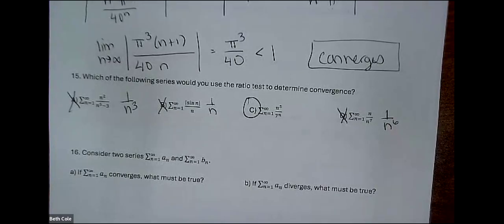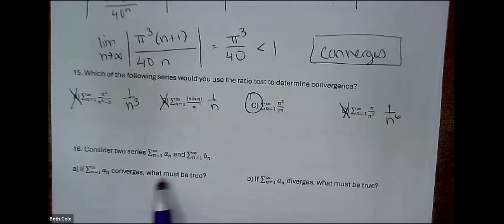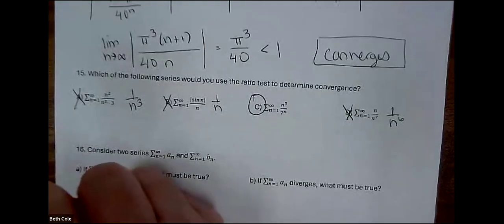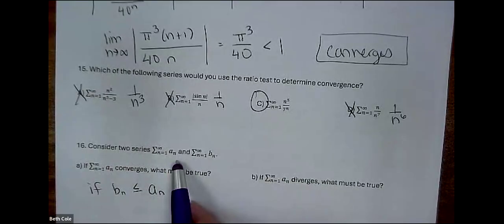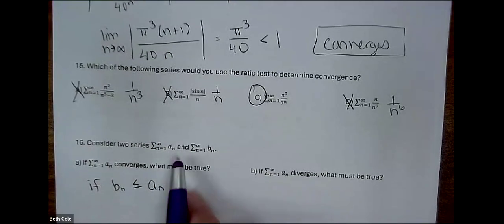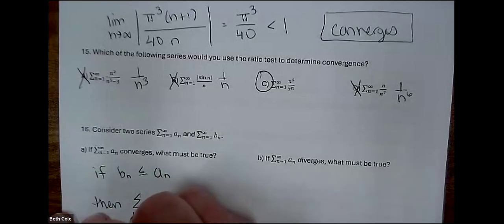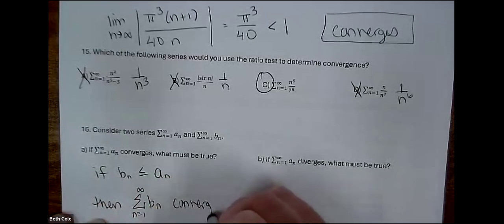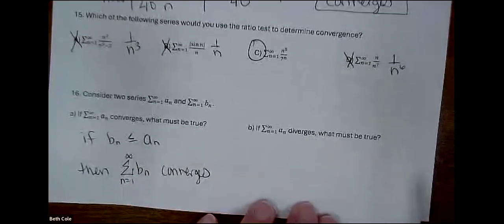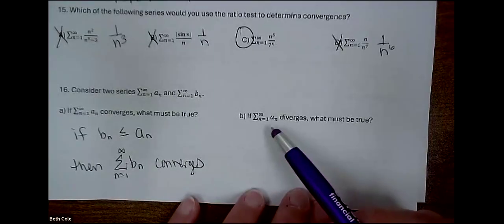All right, so consider these two series. We have A and B. If A converges, what must be true? All right, so if B is smaller than A and A converges, then B also converges. This is your direct comparison. And again, it's going to be written as multiple choice. You just have to read through the choices and find the one that's right.